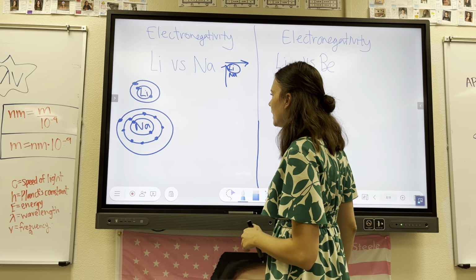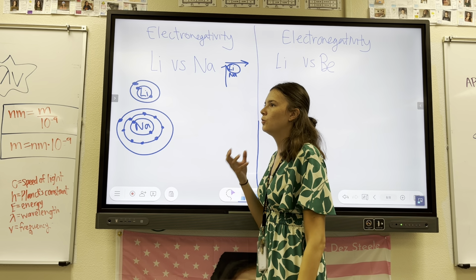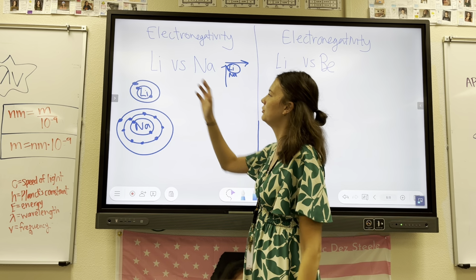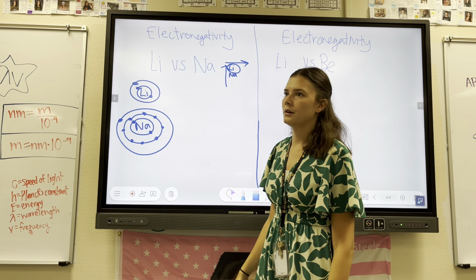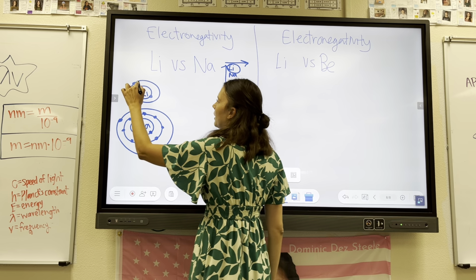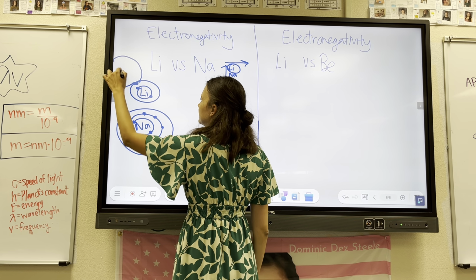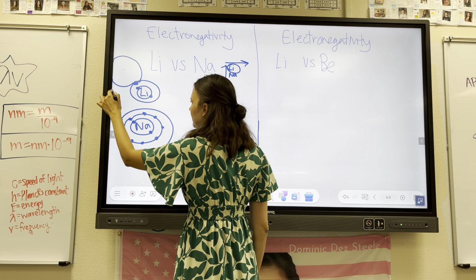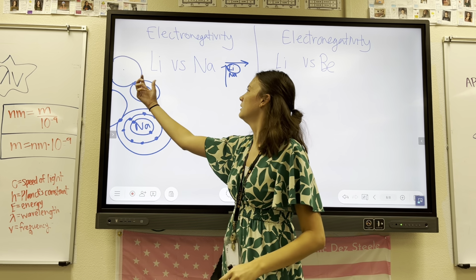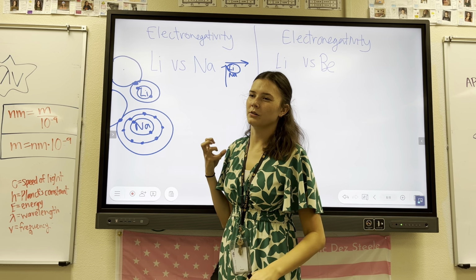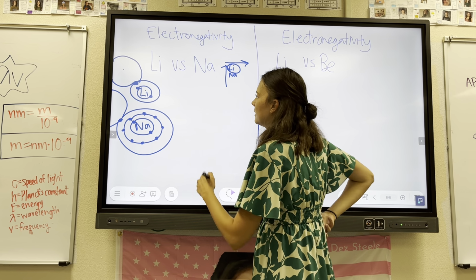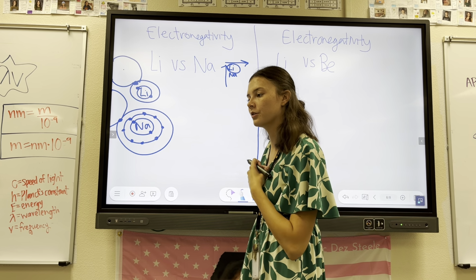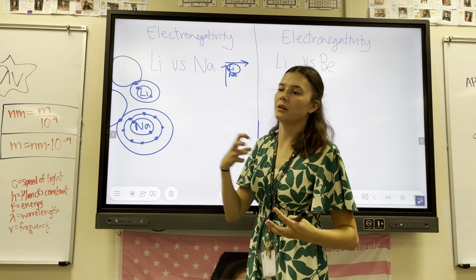So let's think about attraction. Which nucleus has a stronger hold or a stronger attraction to its outermost electron? And again, we're thinking about this in terms of a bond. Technically, we're thinking about 2 atoms sharing this electron. But the point is, is lithium going to be closer or is sodium going to be closer? We know that lithium has a shorter distance between that valence electron and its nucleus, so it's going to have a stronger attraction to the electrons and be able to pull the electrons towards itself.